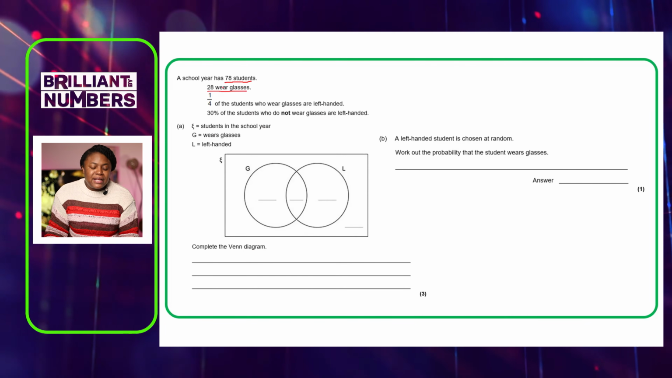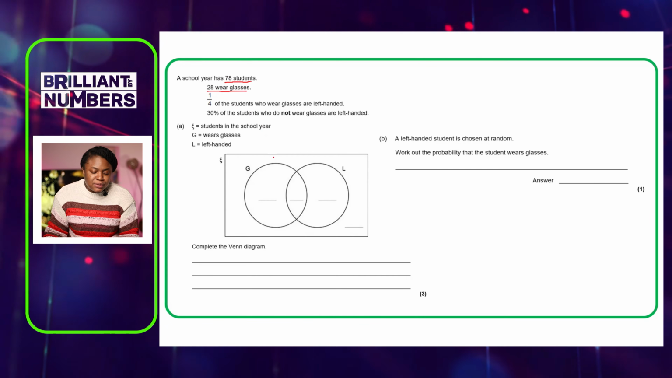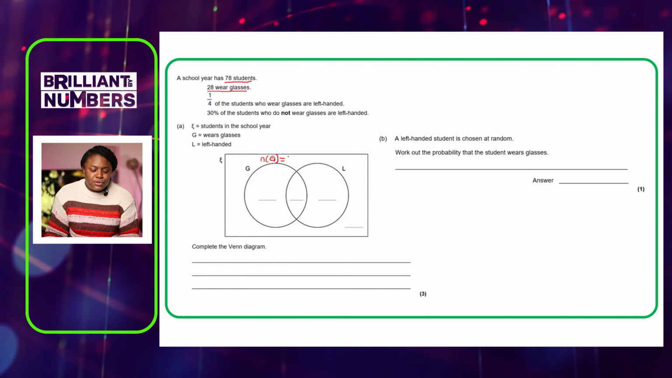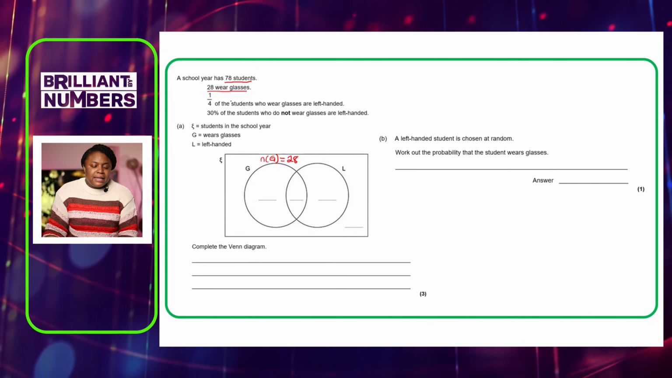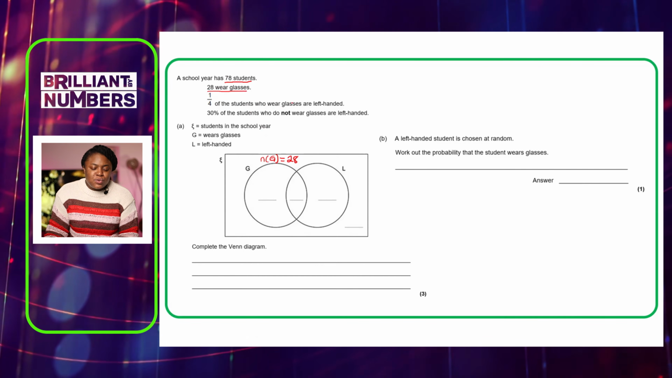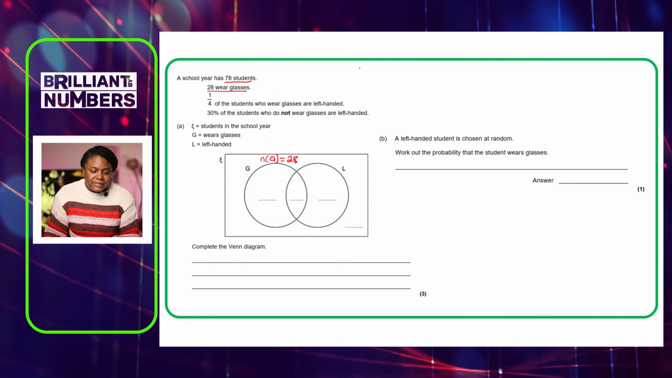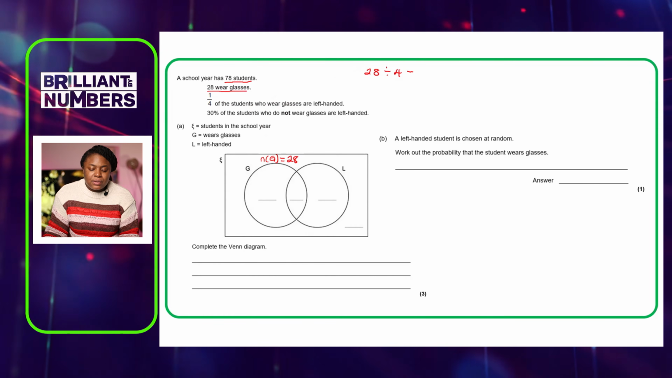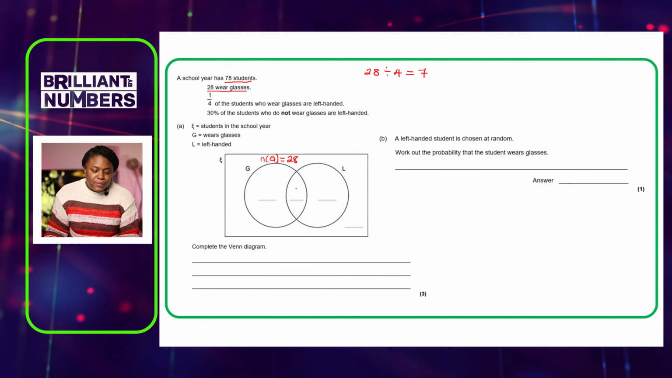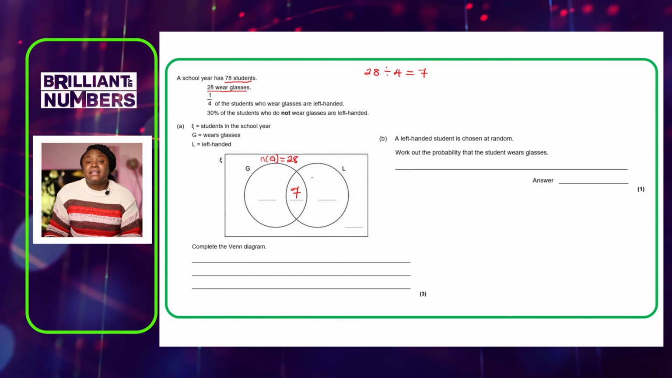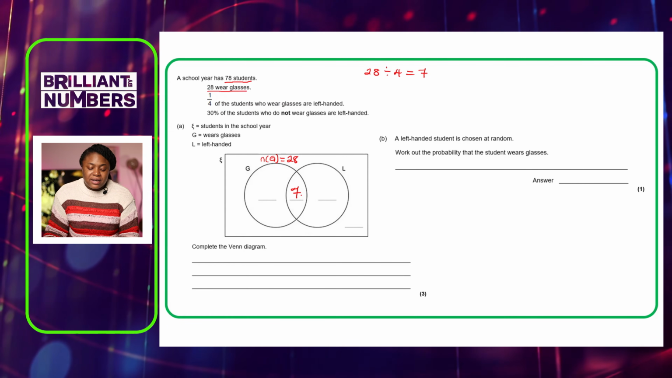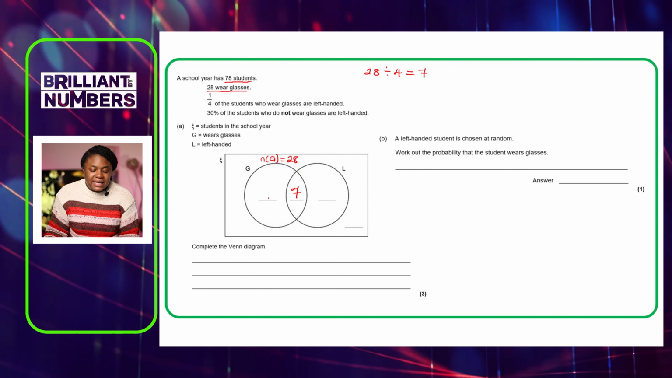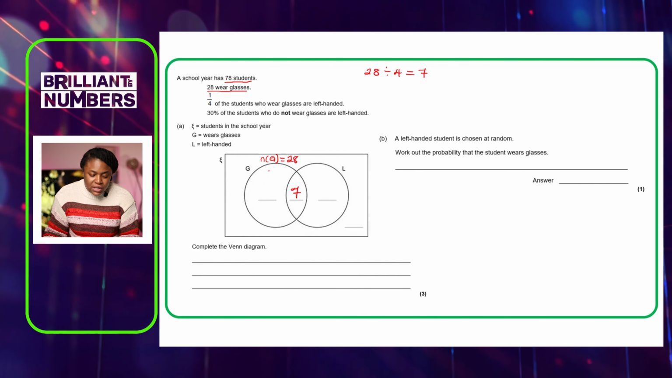So 78 students, 28 wear glasses. So I'm just going to put here that the number of students who wear glasses is equal to 28. Now, a quarter of those students who wear glasses are left-handed. So let's find out a quarter of, so 28 divided by 4 is equal to 7. So therefore, we can go ahead and put our 7 in the intersection because those students wear glasses and are left-handed.